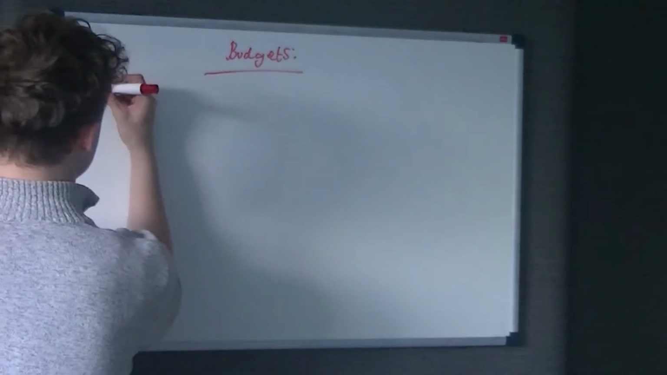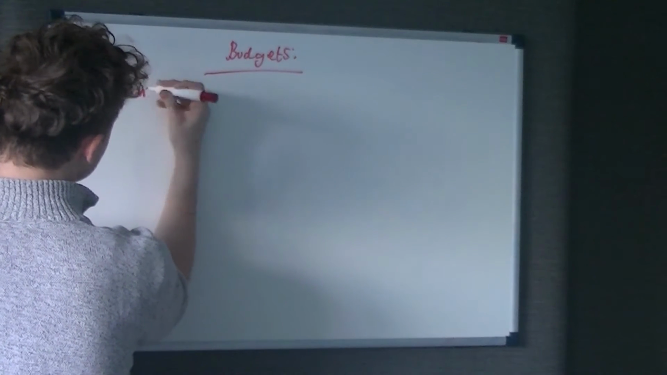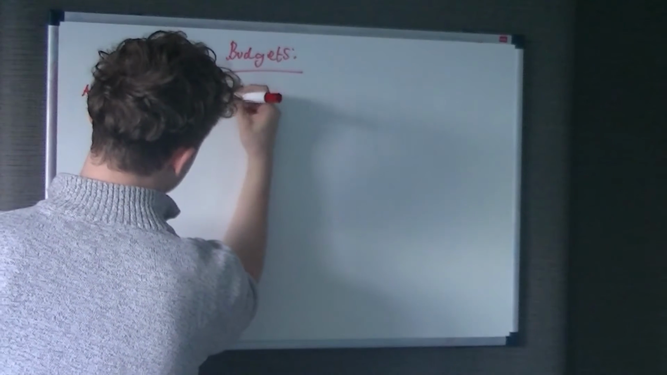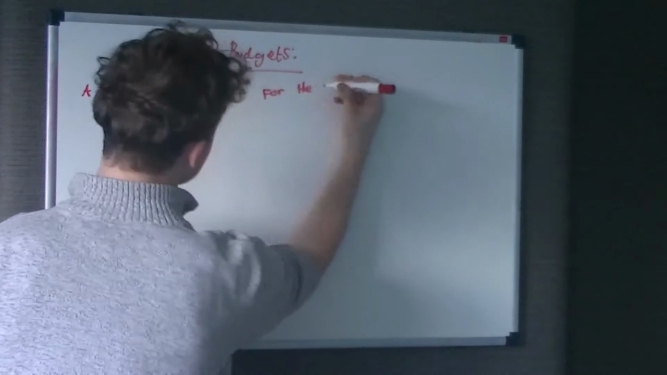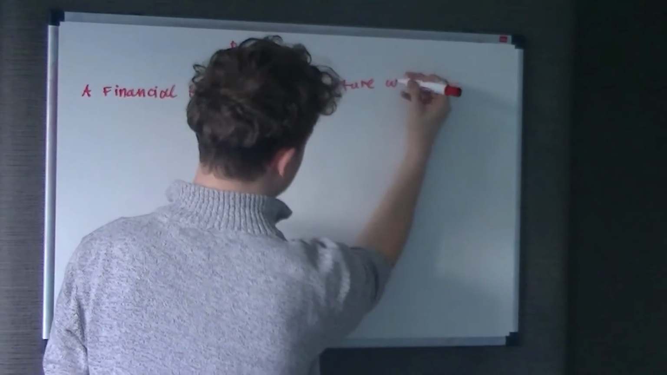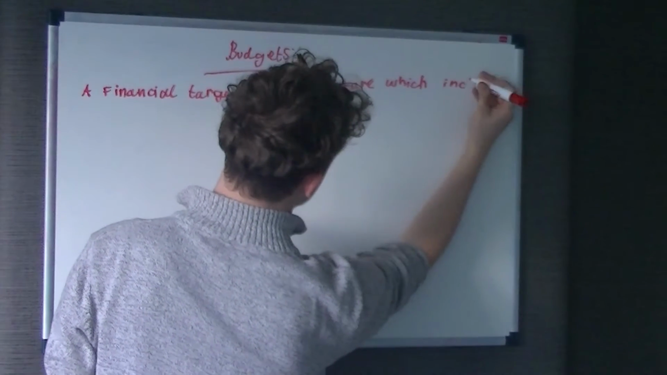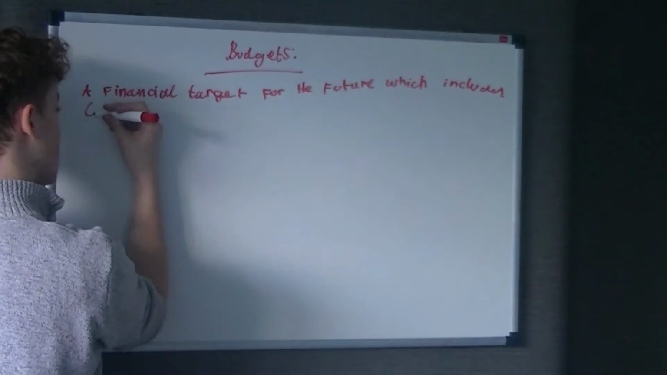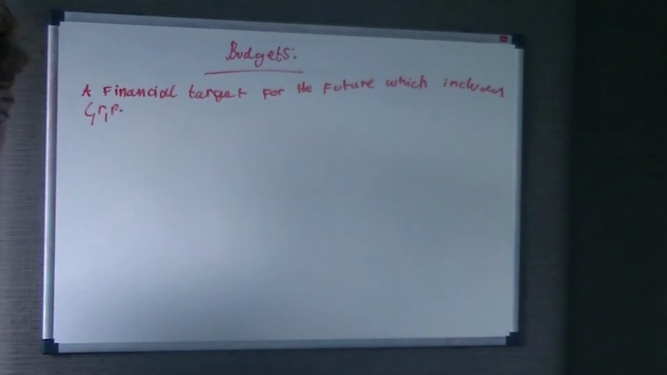So advantage and disadvantage, you should know that. But a budget is a financial plan or financial target, for the future, which includes costs, revenues and profits. Just put CRP: cost, revenue, profit.